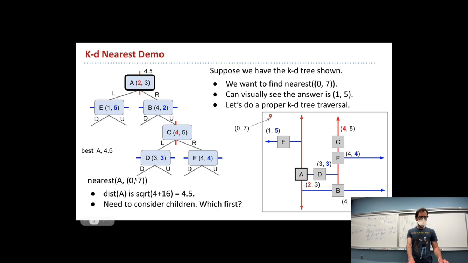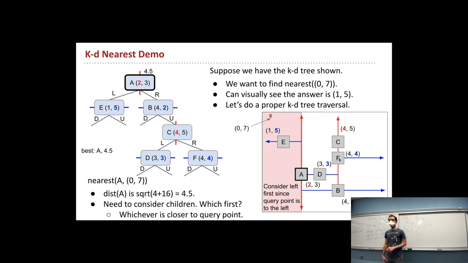For 0,7, we need to consider, is there a closer one in the children? And we could also ask, which one should we look at first? Which one is likeliest to have something closer? So if we think about which direction from A we should look to hopefully find the nearest thing to 0,7, in this case we will consider the left descendants of A first, because that is the region in which the point we're looking for is located.